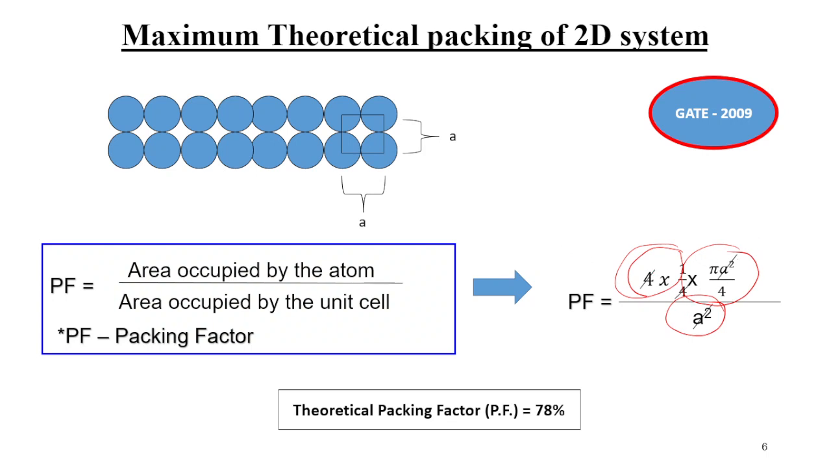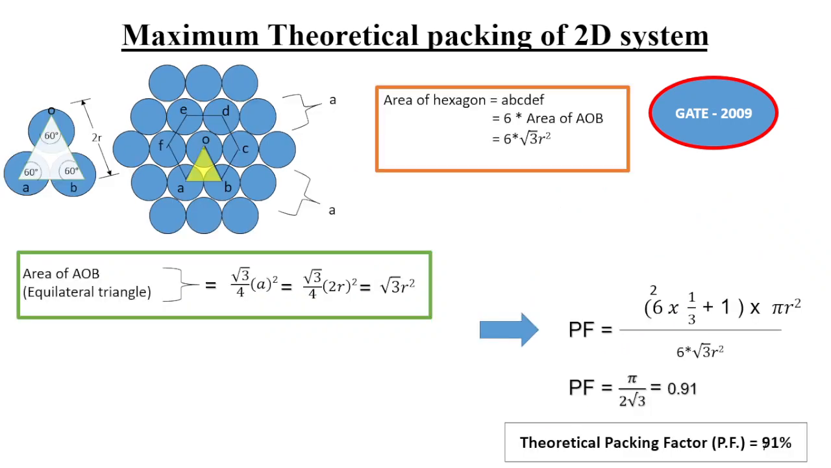Atoms we consider as a rigid circle in a 2D case, and in a 3D case, we consider that as a rigid sphere. So when we finally solve these values, we get the theoretical packing factor as 78%.